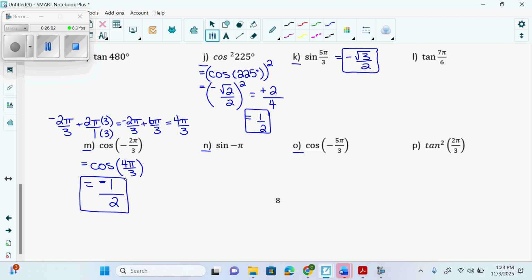Sine of negative pi is the same as sine of pi, because it's 0 to negative pi, correct? Or we can add 2 pi to it. Negative pi plus 2 pi equals pi. So this equals sine of pi. What is sine at pi? What is y at pi? 0.